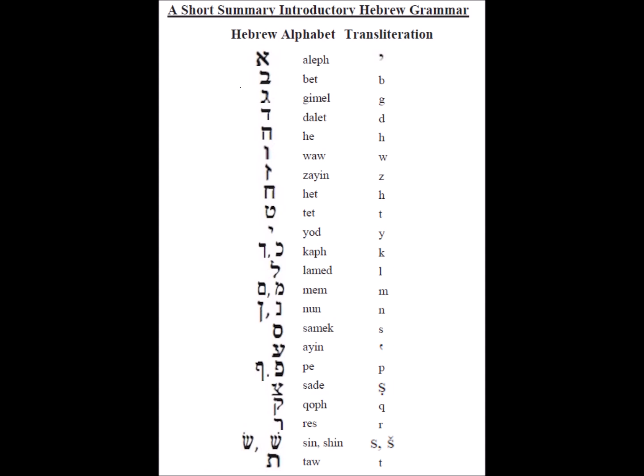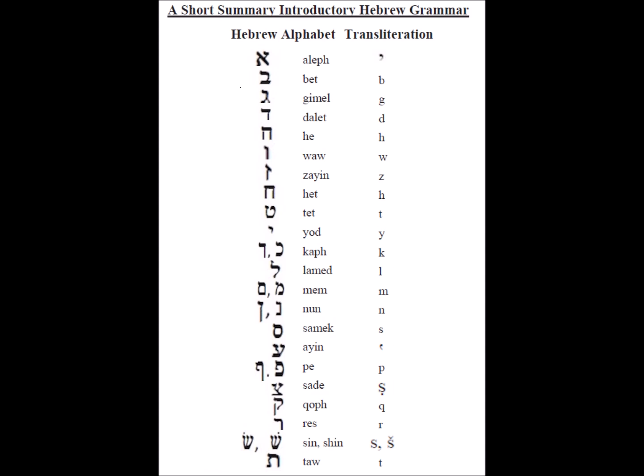transliterated like an M. You have a final Mem as well, and one in the text. Nun, you have one that would appear in the text, one at the end, a final Nun. Samekh, like an S. Ayin is like a comma, except you're going the other direction. This is Yod and this is Ayin.